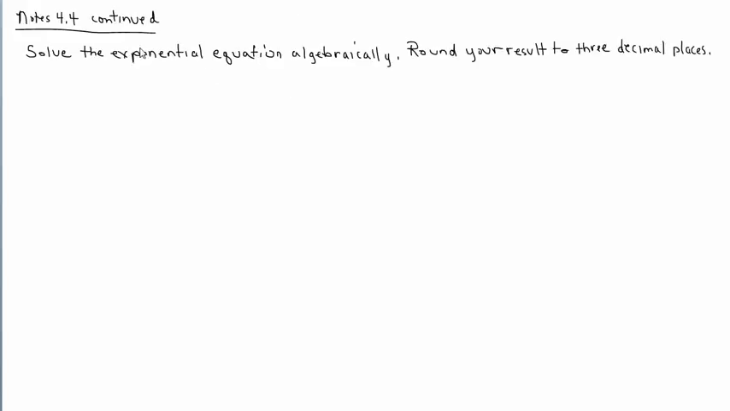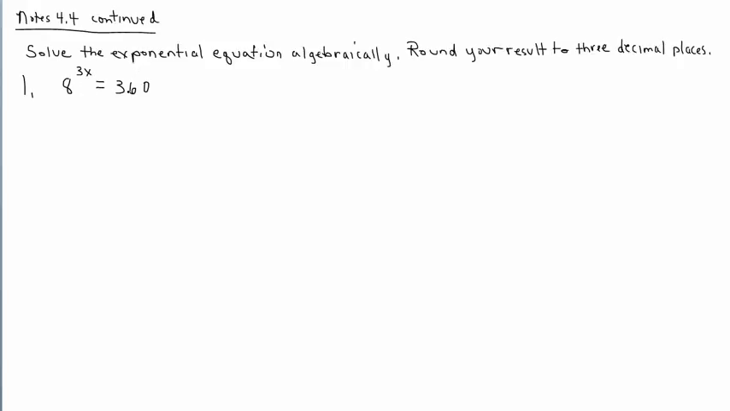Notes 4.4 continued. We're going to solve more exponential equations algebraically, and then we're going to round our result to 3 decimal places. One of the strategies was to get the same base so we could set the exponents equal.